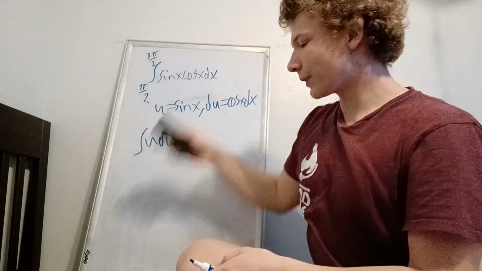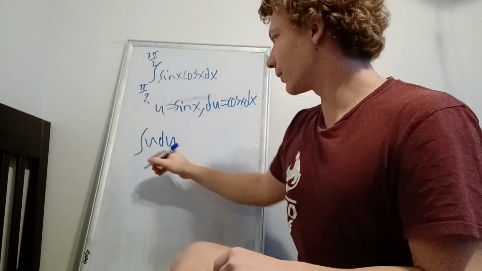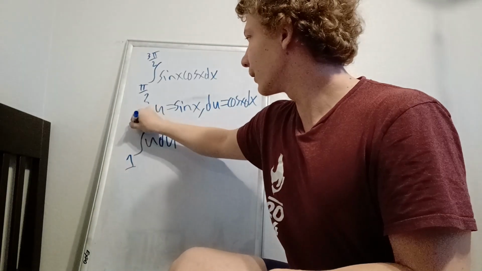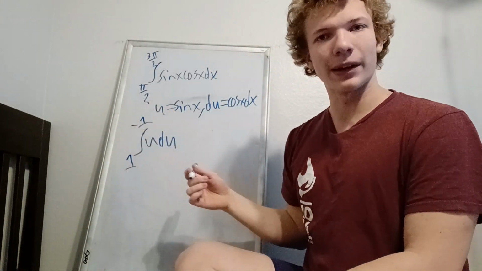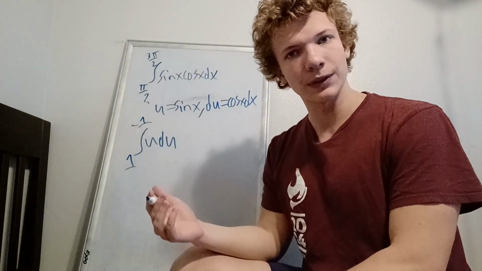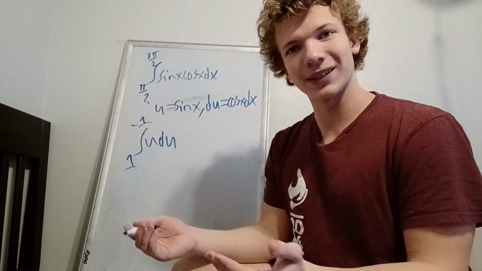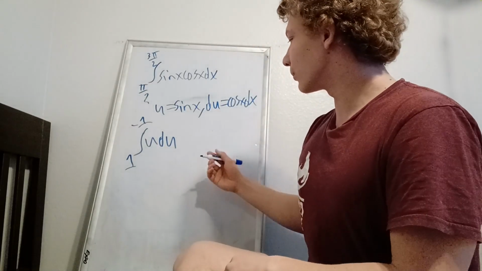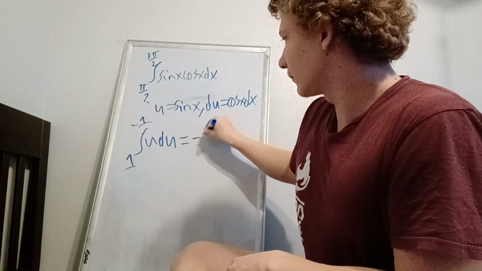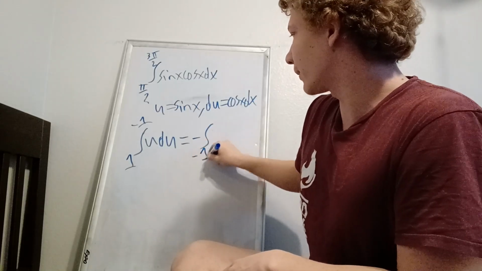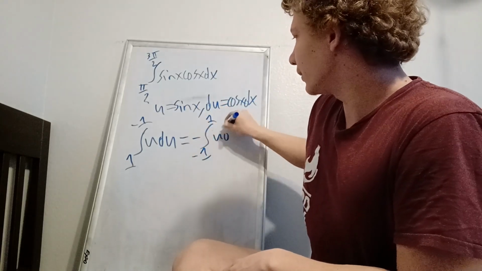Now this creates something interesting. Our integral is now going from positive 1 to negative 1. How can that be? How come our integral is going backwards? Well, a simple trick that we can do to fix this is to put a negative. The negative integral from negative 1 to 1 of u du.